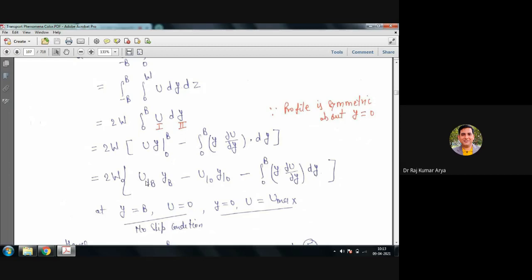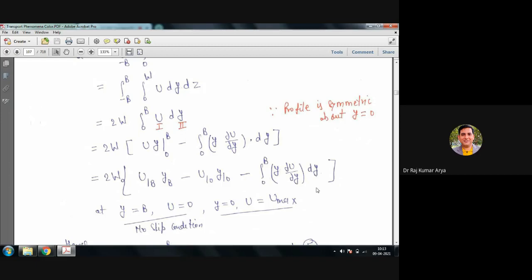Zero, yes, because it is the no slip condition. So at y equal to b, your uv is 0. At y equal to 0, your velocity is maximum. So what is the benefit of that? This product is also getting 0. This product is also getting 0. Fine.